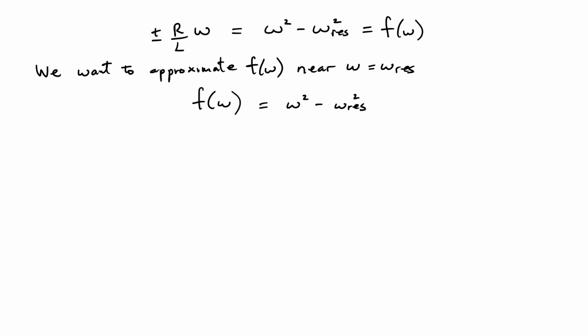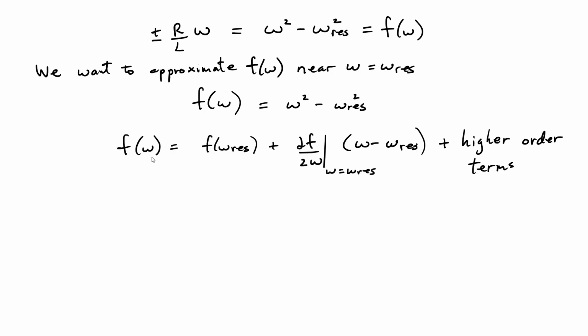All right, so here's my function, f of omega, that I've defined. The way that you approximate this function near that resonant frequency is we define a Taylor expansion. The Taylor expansion of f of omega, the approximate value, maybe I should have a squiggly line here, says: well, it's the value of the function at that resonant frequency plus the first derivative of that function evaluated at that resonant frequency multiplied by a linear term, and plus some higher order terms.